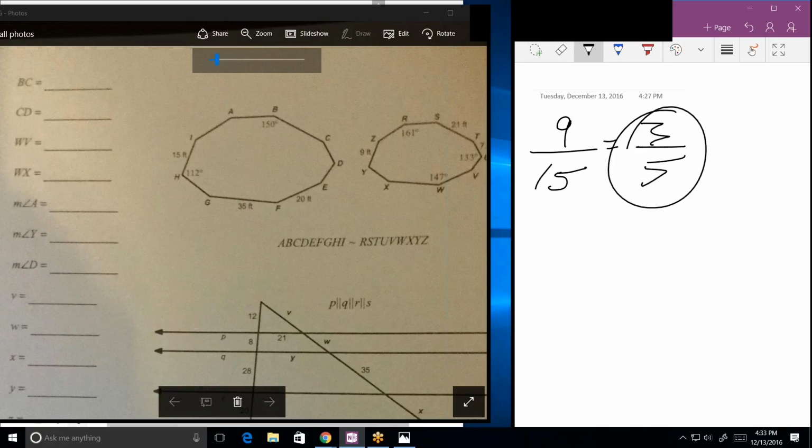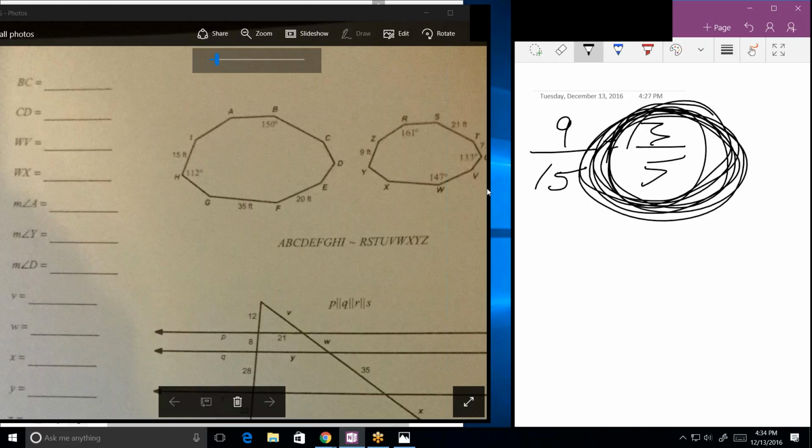Okay, what's WV? 20 divided by 12. Okay, and WX? 12 feet. WX. That would be 21, right? Yeah. Notice that everything was dependent on that similarity ratio. That's why I wanted you to figure that out the very first thing.